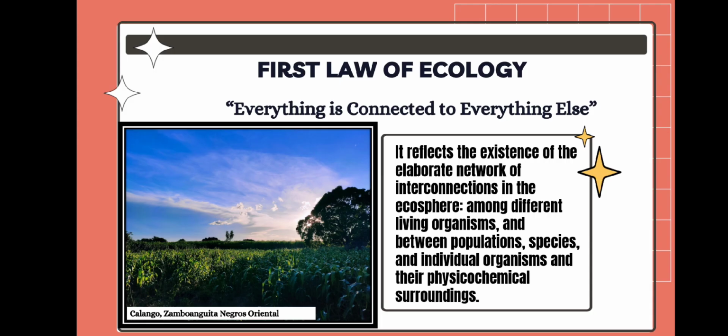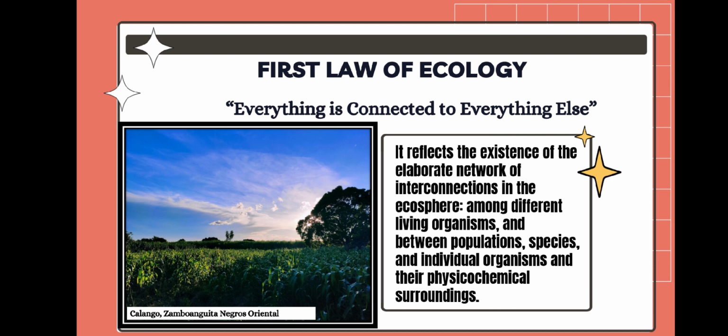The first law of ecology states that everything is connected to everything else, which means it reflects the existence of an elaborate network of interconnections in the ecosphere among different living organisms, and between populations, species, and individual organisms and their physiochemical surroundings.